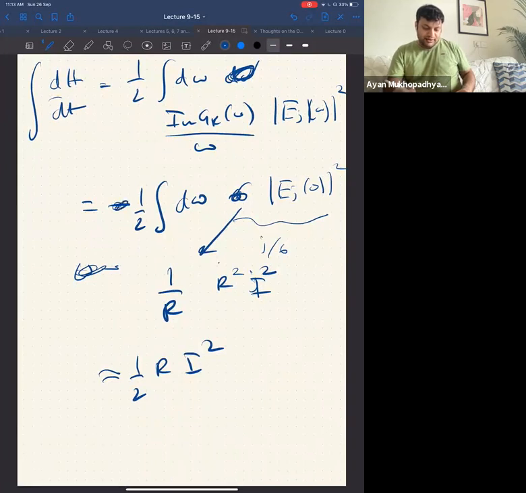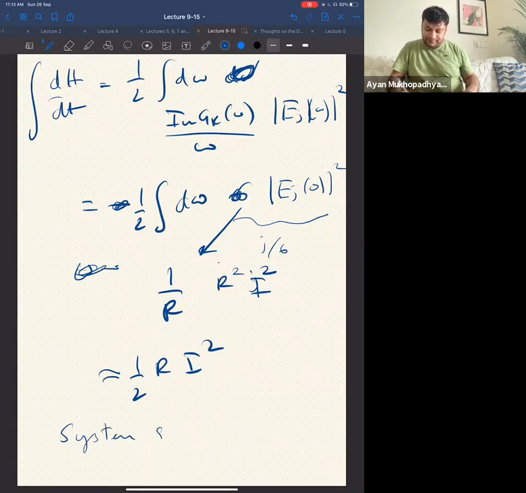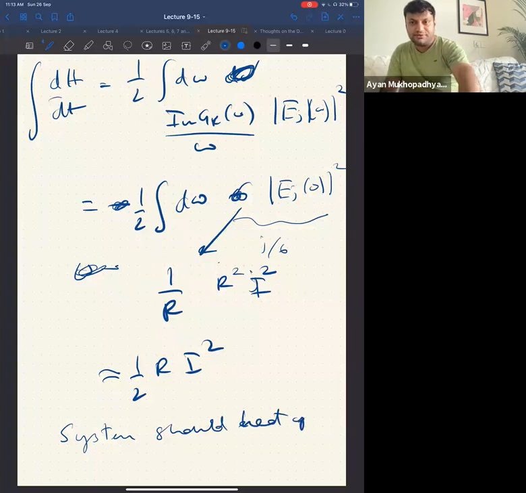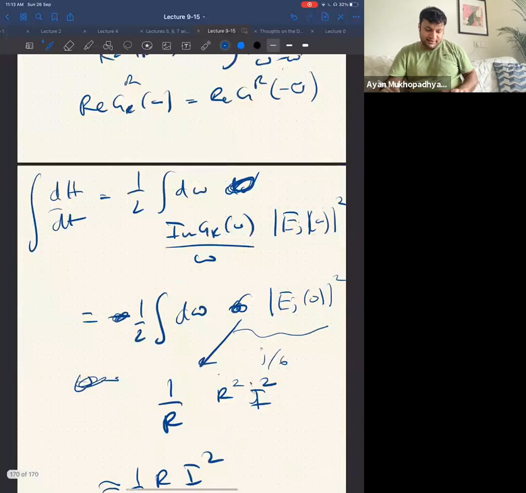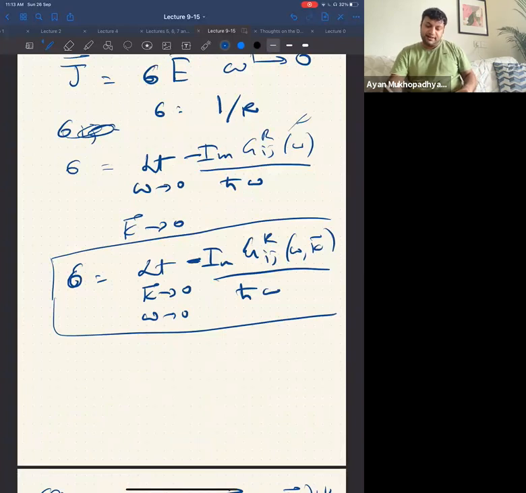Yeah, so the sign should be such that the system should heat up, right? The system should heat up continuously, because if you connect a system to an infinite bath, it can only take energy from the bath and heat up. That's the only thing that can happen. So sigma should have been minus imaginary G^R_ij by h bar omega. Now this is going to be positive, right? Because rho is positive, but minus of imaginary G^R is rho, and minus half of that. So therefore, this has to be minus.